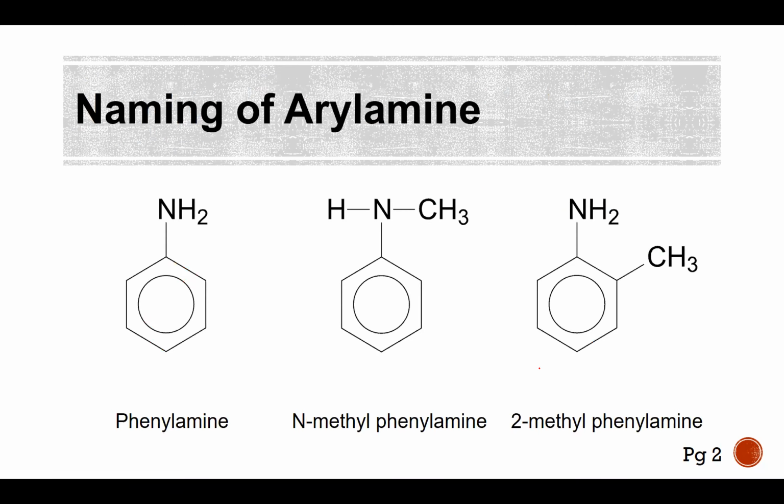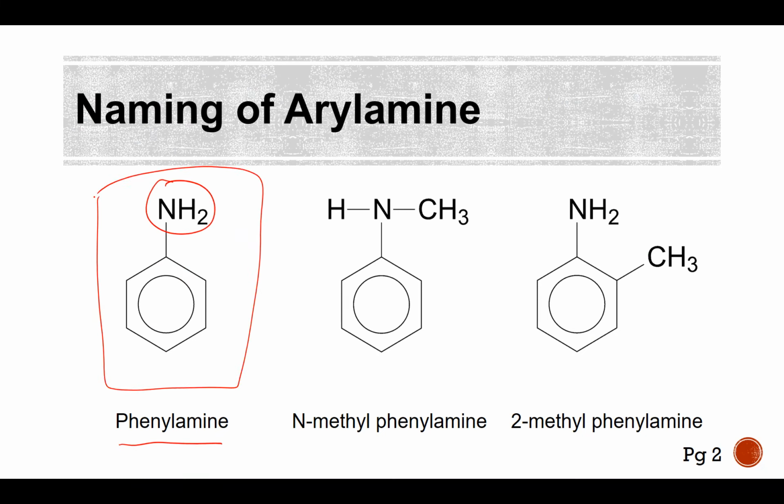How do we name an aryl amine, whereby the amino group is directly bonded to a benzene ring? This will be a new functional group by itself. It will be called a phenylamine. So when you have an amino group directly bonded to a benzene, the parent group will become phenylamine.